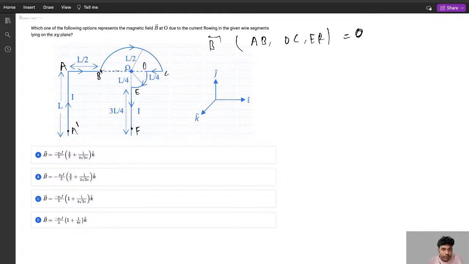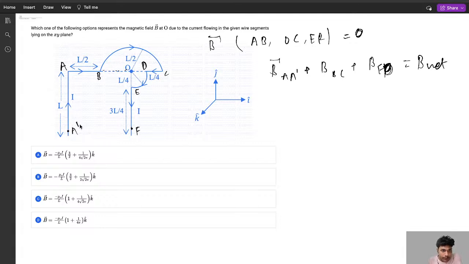What we have to calculate is due to BC and EO and A dash A, that is B due to A dash A plus B due to BC plus B due to EO, right? A, B, C, D. Oh, sorry, this is D, right? Sorry, this one is D. Okay, because of this we get B net at point O, so let's solve this. This one is L by 2 and this one is L by 2, right?